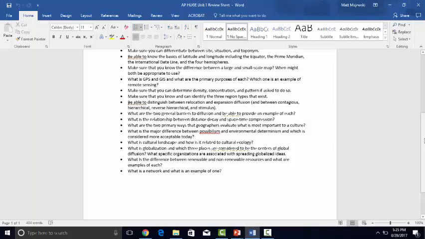What are the two general barriers to diffusion? And you need to be able to provide examples of each. Well, the first general barrier are physical barriers. Those would be things like mountains and oceans, which traditionally were the worst barriers to overcome because it was so hard for people to do so.